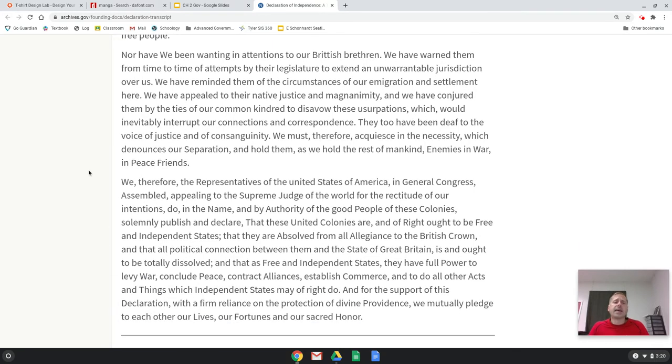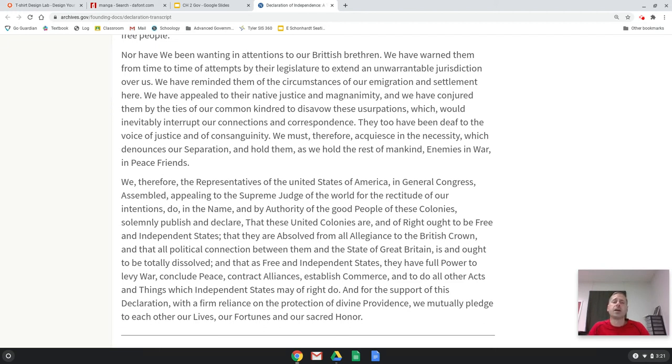The second to last paragraph, nor have we been wanting in attentions to our British brethren. We have warned them from time to time of attempts by their legislature to extend unwarrantable jurisdiction over us. We have reminded them of the circumstances of our immigration. We have appealed to their native justice. We have conjured them by the ties of our common kindred. They too have been deaf to the voice of justice and consanguinity. We must therefore acquiesce in the necessity which denounces our separation and hold them, as we hold the rest of mankind, enemies in war, in peace friends.